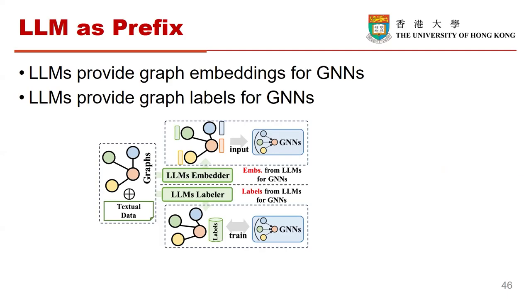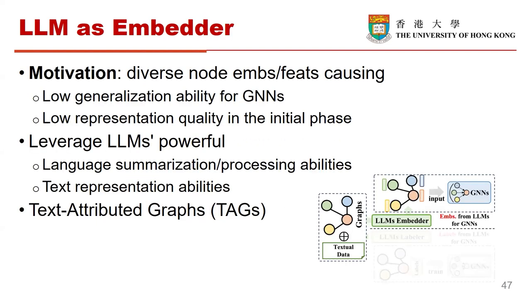At a finer granularity, this type of method can still be divided into two categories. The first category uses LLMs as embedders to generate representations for graph elements given the graph adjacency information and the textual features. The second category uses LLMs as labelers. They generate different kinds of labels that can be used in downstream graph training tasks. These labels range from node-level labels to link-level labels, and there are also other scenarios like representation-level labels. We'll talk about this later. So first, let's talk about the first category of this LLM prefix.